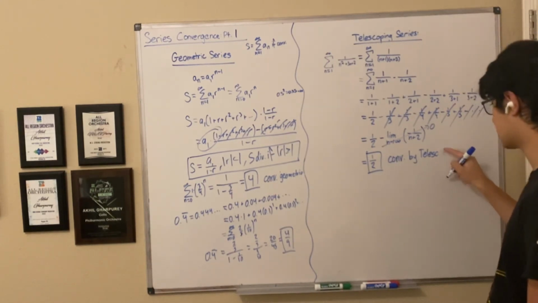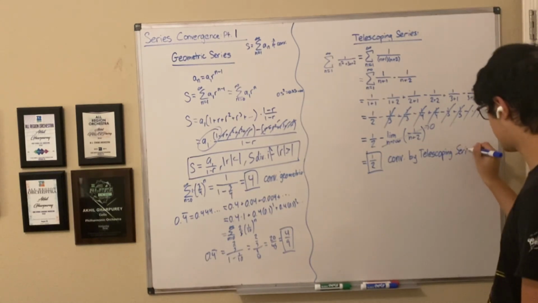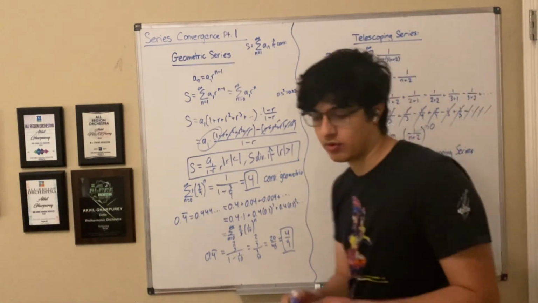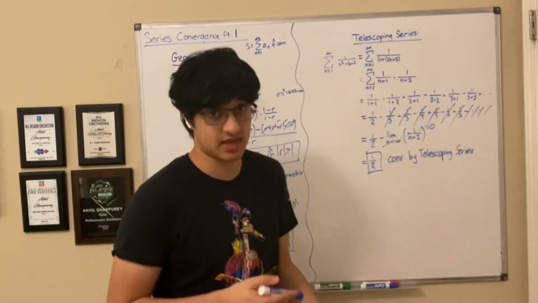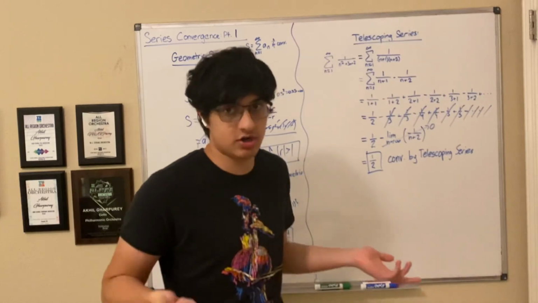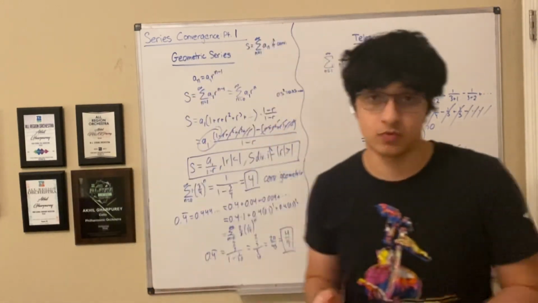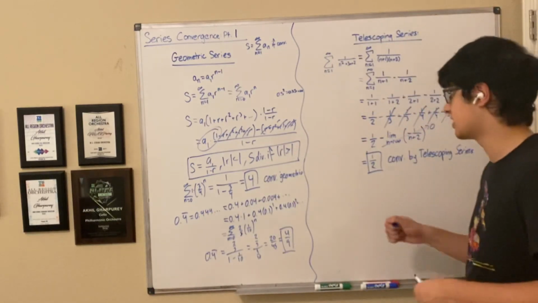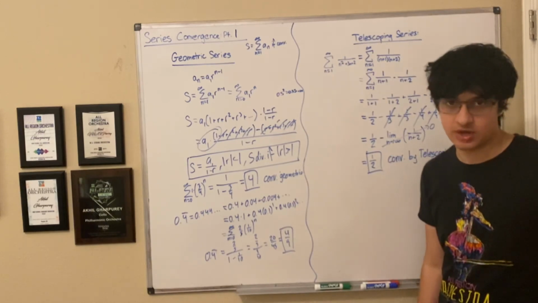That's not how you spell telescoping. My bad. Telescoping series. So there are a lot more examples that we can do with a telescoping series, but I'm not going to do them because I can't think of any at the moment. But there are still a lot. You might see some on worksheets or homeworks that you have to encounter, and thankfully, you'll know how to do the partial fraction decomposition now.